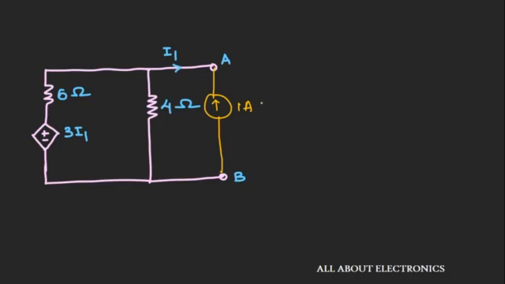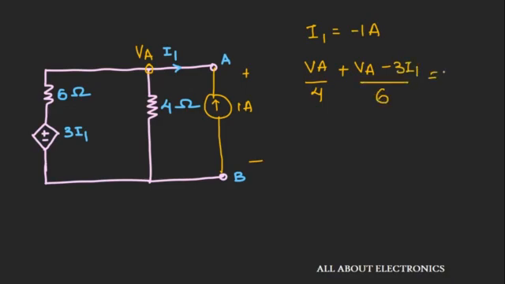So the first thing that you will see here is I1 is equal to minus 1 ampere. So if you see here, the I1 is equal to minus 1 ampere. So now let us apply KCL at this node A. Let us assume that VA is the voltage that is appearing across this current source. So we can write VA divided by 4 plus (VA minus 3I1) divided by 6 is equal to 1 ampere.